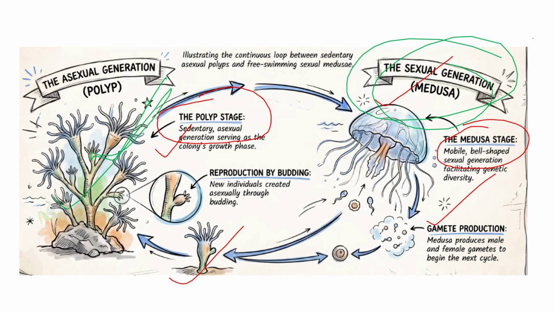Let us revise once again. Polyp is the one which is showing asexual reproduction, which is increasing the number by budding, and Medusa is the one which will make gametes. So Obelia is the example which can show alternation of generation. Polyp can produce Medusa, you can see the diagram. Polyp can produce Medusa, okay, through asexual, and Medusa will produce polyp through sexual. So I hope so this topic might be easy for you now.